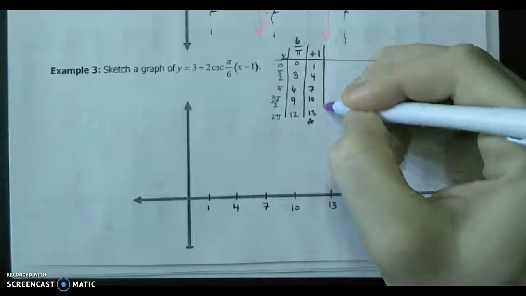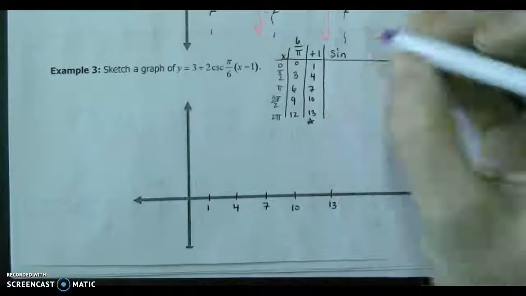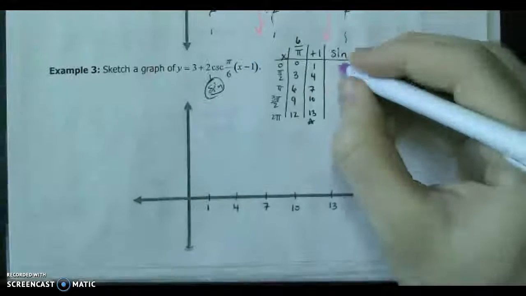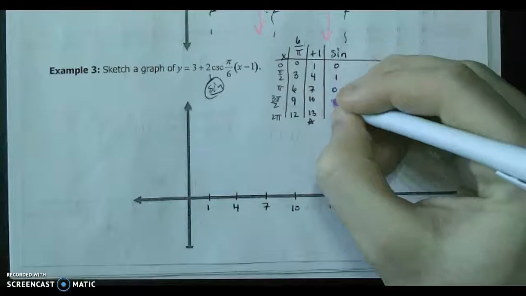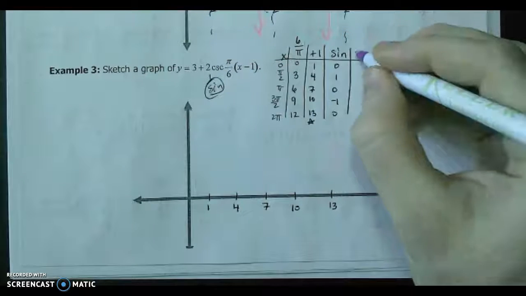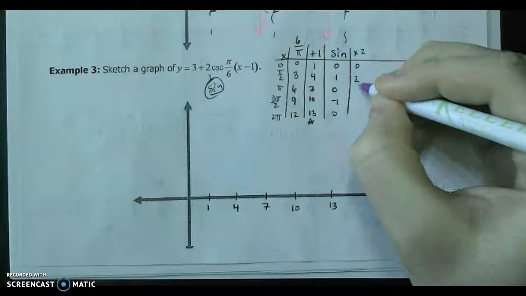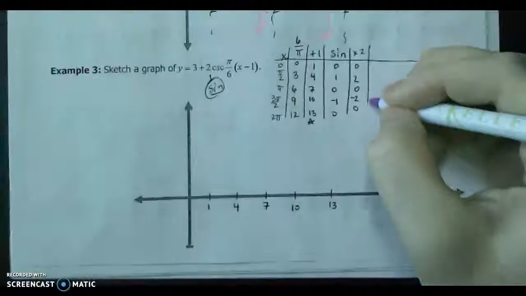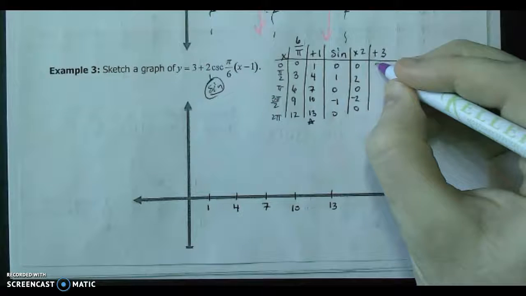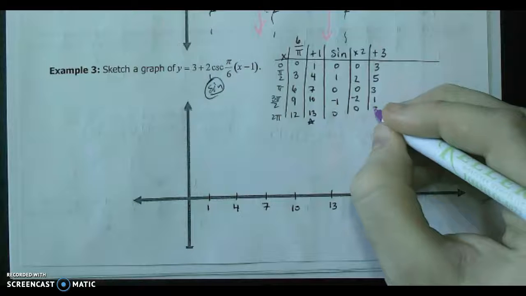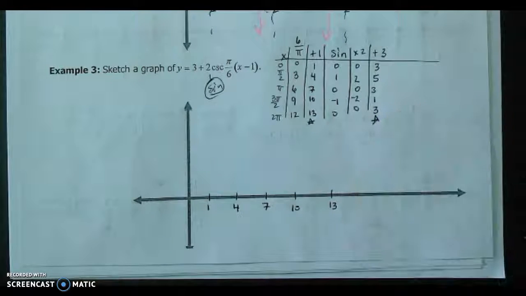Then we're going to take the sine values, since this is cosecant, and cosecant is 1 over sine, and that's on the bottom. So 0, 1, 0, negative 1, 0. Then we take those times the 2. Then we take those plus the 3. And those are the y values that we graph.